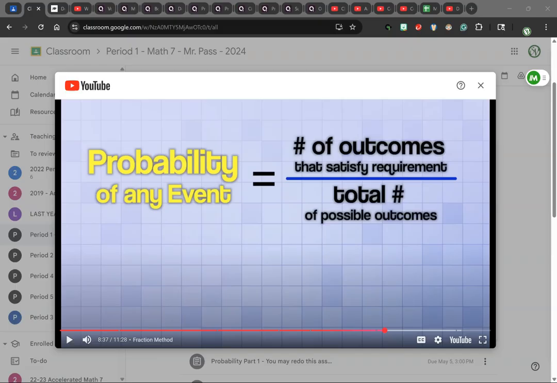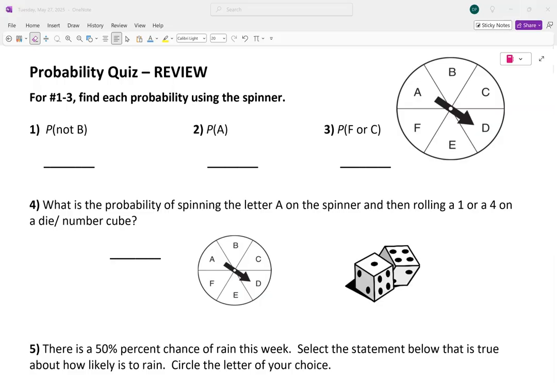So on a regular dice, how many possible sides are there?